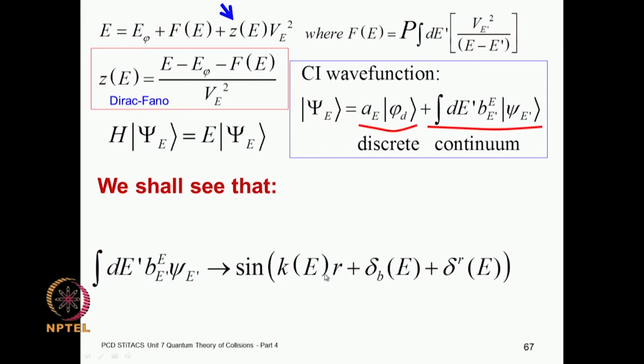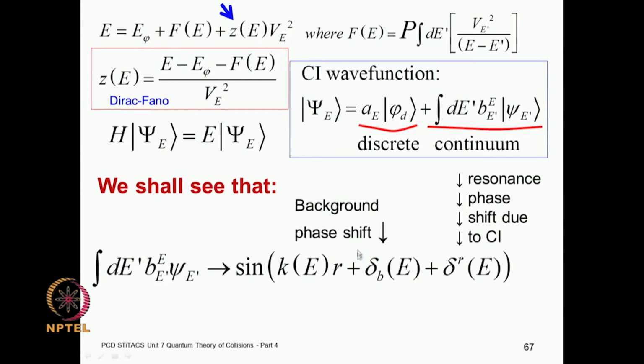So, it is sin(kr plus delta), where delta is a background phase shift, but then there is an additional phase shift which is coming from the configuration interaction. This is the resonant part. Okay. So, there is this additional phase shift which is coming because of the time delay that the electron may get bound into the doubly excited bound state for some time before it escapes into the continuum.